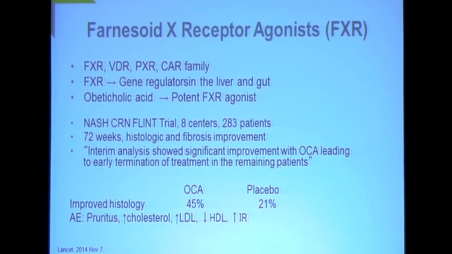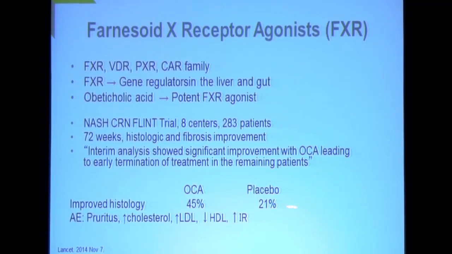So there was a trial called the FLINT trial, a multi-center trial in over 200 patients. It was 72 weeks, with the endpoint being histologic and fibrosis improvement. By the second interim analysis, they reviewed the biopsies and decided to terminate the study because there was significant improvement in the patients taking obeticholic acid. The ones taking obeticholic acid had 45% improvement versus 21% in the placebo.